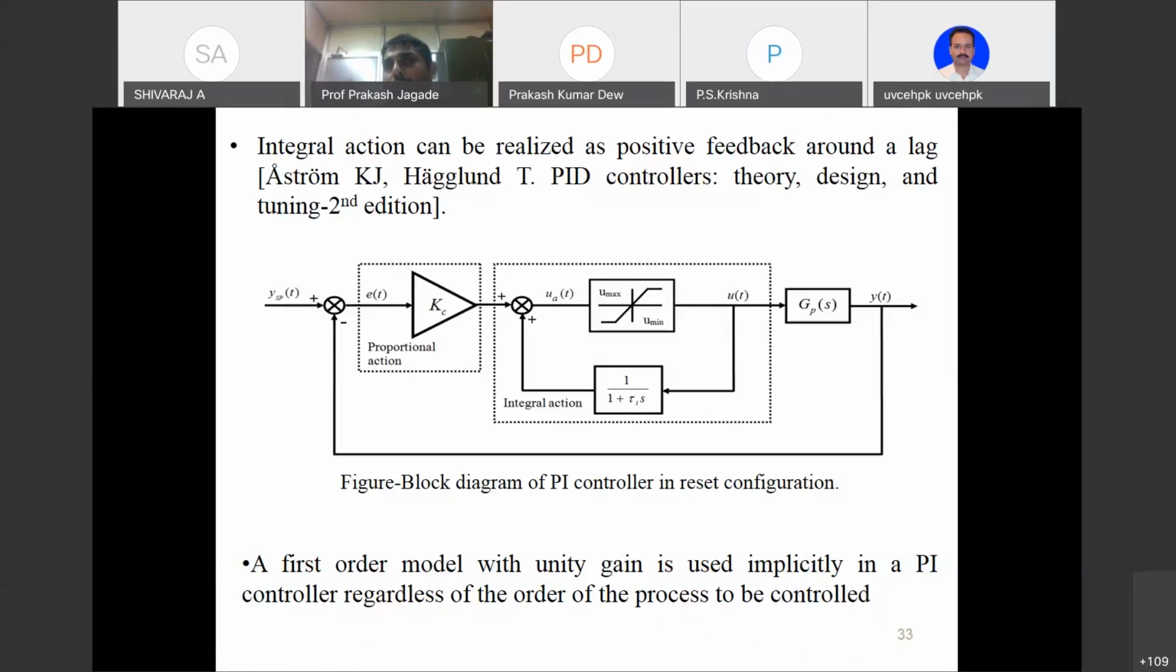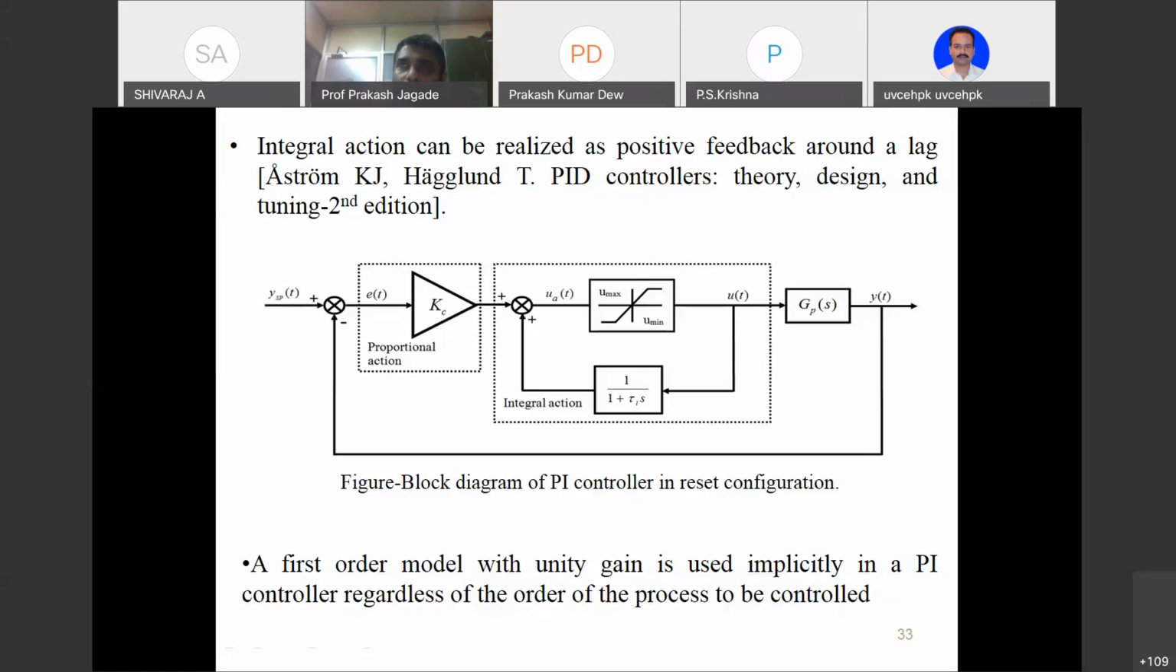By properly selecting the values of Kc and tau I, we are able to get satisfactory closed loop performance. We can satisfy servo performance and regulatory performance. So in a nutshell, a first order model with a unity gain is implicitly used in a PI controller, regardless of the order of the process to be controlled.